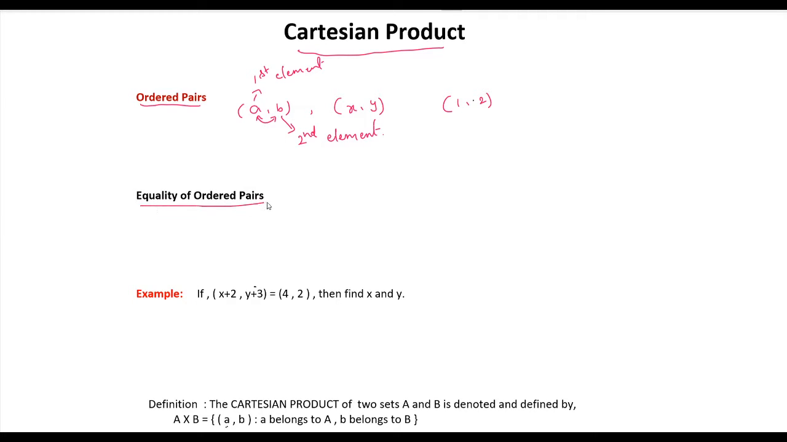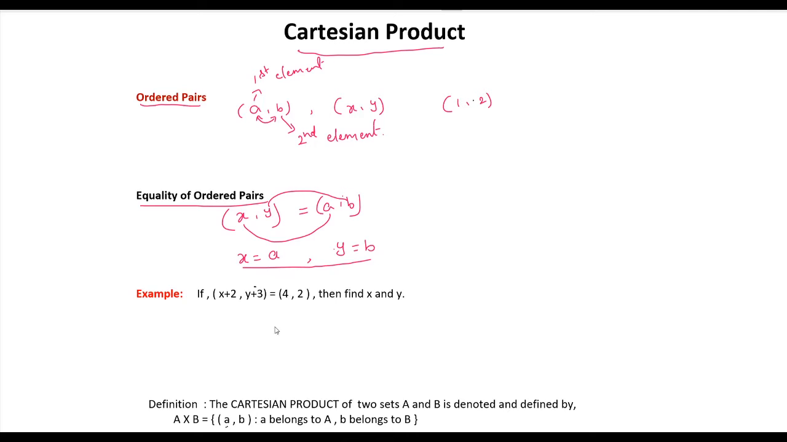Equality of ordered pairs. When do we say two ordered pairs are equal? When we have two ordered pairs (x, y) and (a, b), and these two ordered pairs are equal, then the first element of both the ordered pairs should be same. x should be equal to a, and second elements of the two ordered pairs should be same. y should be equal to b. Only then we say the ordered pairs are equal.